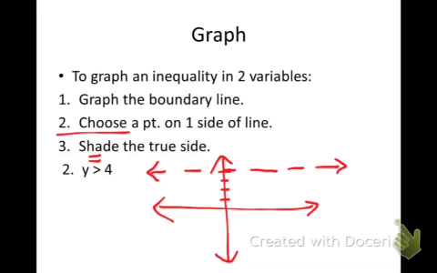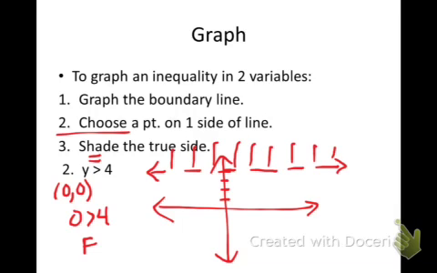Step 2 says choose a point. A lot of times I choose the point (0, 0). So I'm going to choose the point (0, 0). If I put it in here, the only one I need to put in is 0 for y. Is 0 greater than 4? Is that a true or a false sentence? So 0 is not greater than 4. That is false. So (0, 0) is not the true side, which would mean the other side would be the true side, and you would shade above this line. So everything up here would be a solution.